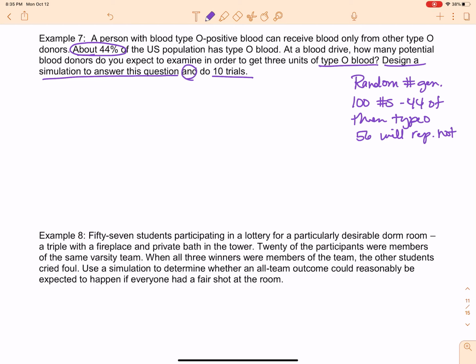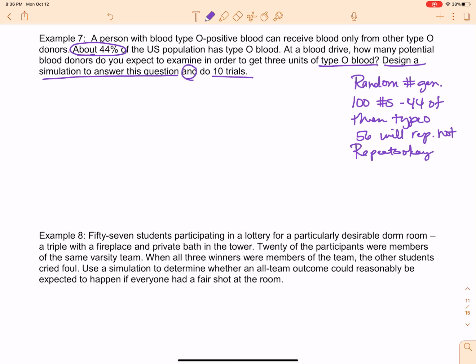Okay, the next thing we have to talk about, mention any outcomes that need to be ignored. Well, 100% of our numbers are going to represent someone that has type O blood or not, so there's not really anything I need to ignore at this point. Make sure to indicate what to do if an outcome is repeated. I can have 2 people in a row that have type O blood or not, so repeats are totally going to be okay.